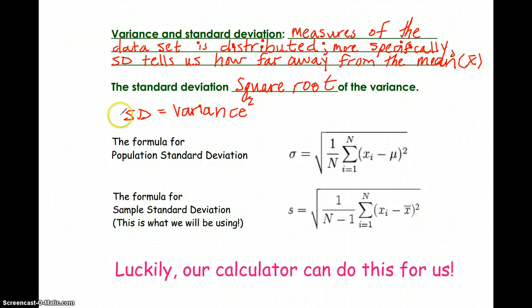The standard deviation is the square root of the variance. Another way to look at this is the variance is the standard deviation squared. So if you just find the variance, you want to square root that to find standard deviation. If you find standard deviation, you want to square that in order to get the variance.